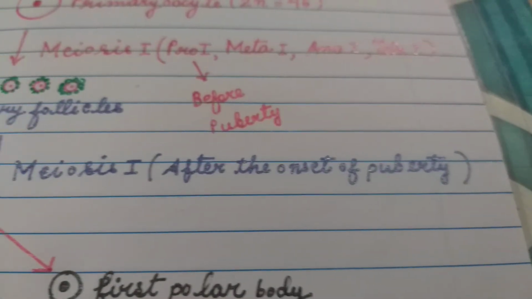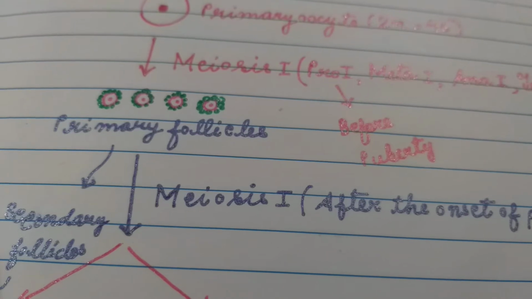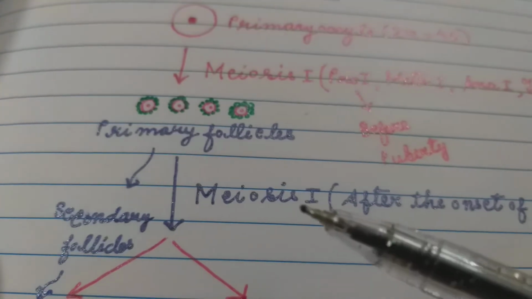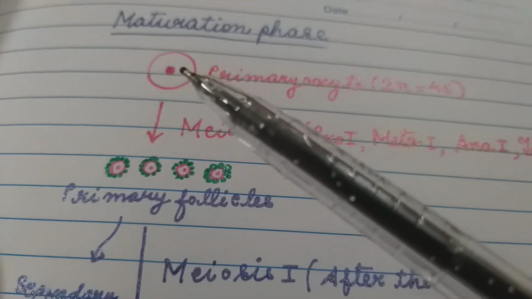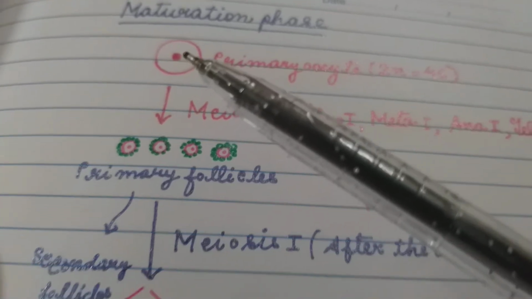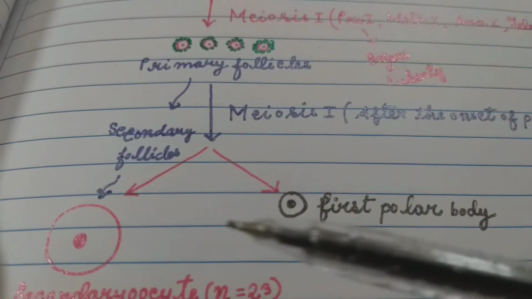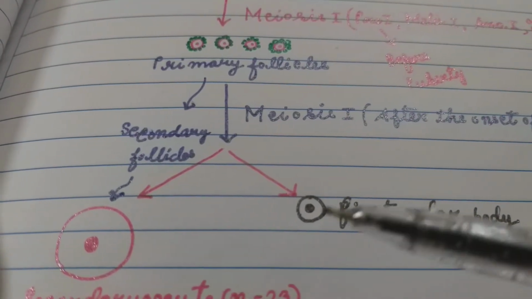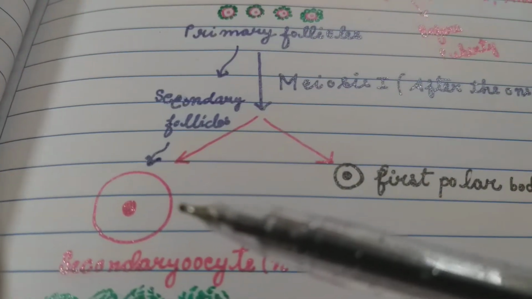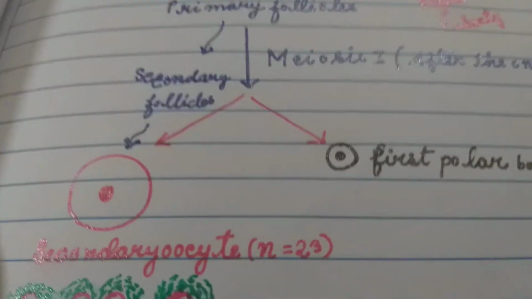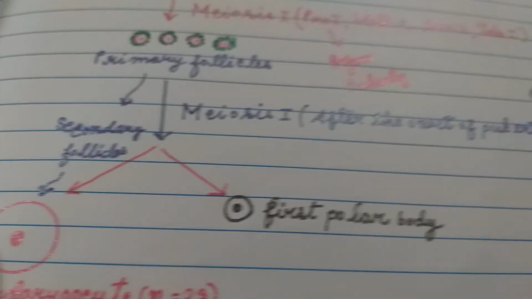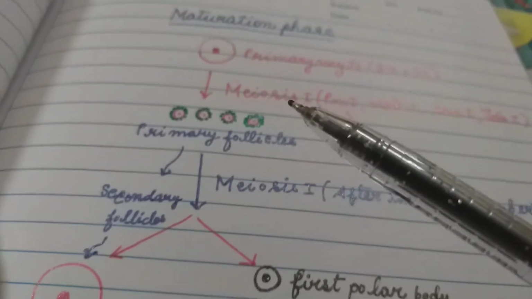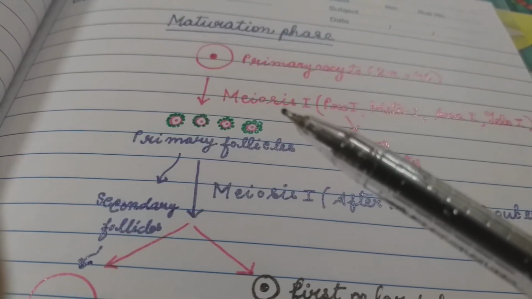So after the onset of puberty, the first meiosis is complete. As a result of first meiosis, each primary oocyte is divided into two haploid daughter cells. The division is unequal. One is very large, the other is very small. The larger haploid daughter cell is called the secondary oocyte, and the smaller daughter cell is called the first polar body. Meiosis 1 is unequal division.